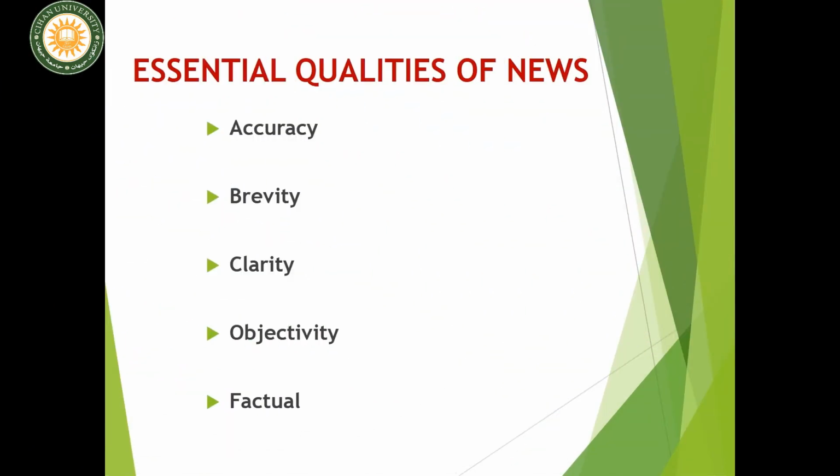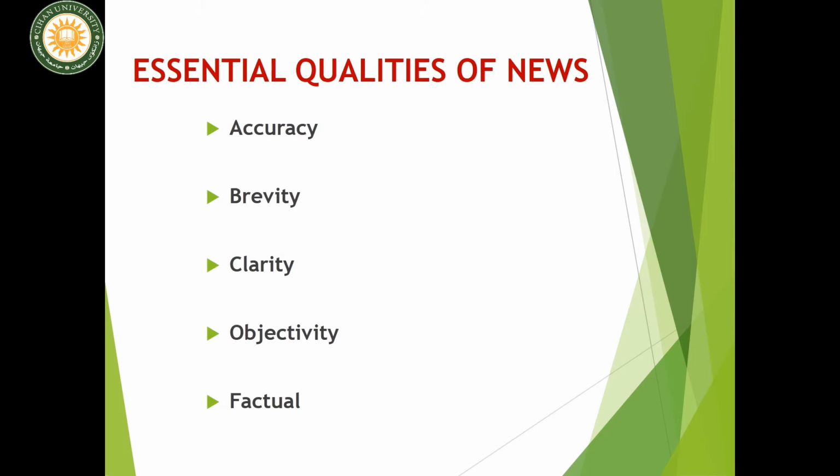Essential qualities of news. There are 5 important points. The first one is accuracy. Accuracy means your news must give accurate information to the audience, to the readers. The second one is brevity. Brevity means you have to use concise and apt, exact words for writing news.